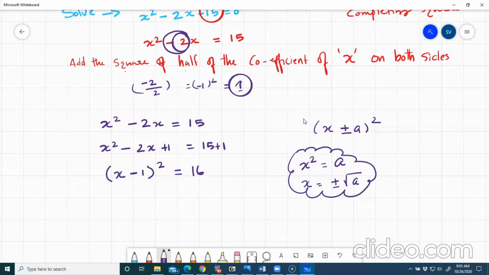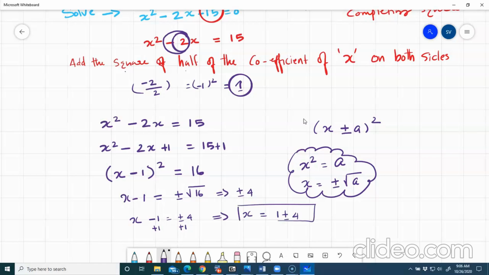Okay, so here it is: x minus 1, the whole square, is equal to 16. So I can say that x minus 1 will be equal to plus or minus the square root of 16, that is plus or minus 4. So I can simplify for x. So x minus 1 is equal to plus or minus 4 implies x will be equal to 1 plus or minus 4, as the negative 1 is eliminated on both sides by adding a plus 1 on both sides. So this is the solution.